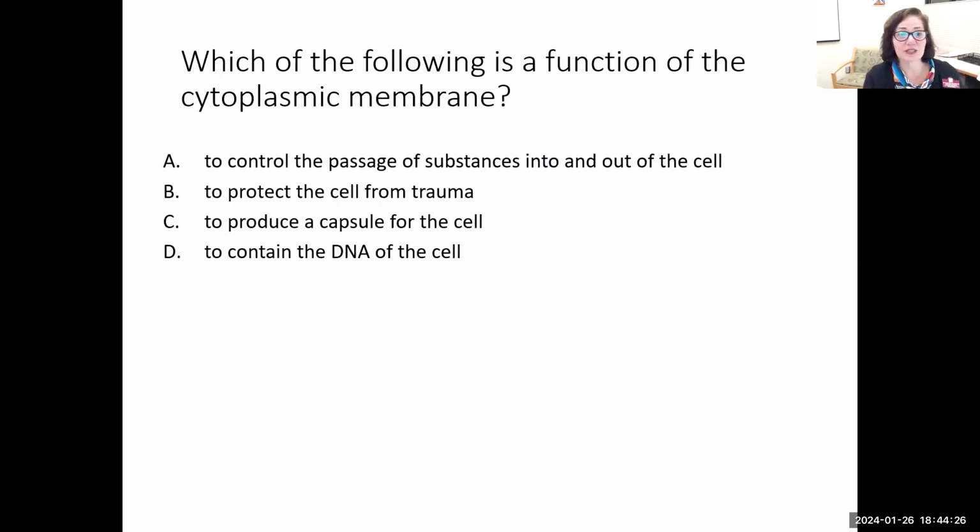But first, I'm going to ask you a question. Which of the following is a function of the cytoplasmic membrane? A, to control the passage of substances into and out of the cell. B, to protect the cell from trauma. C, to produce a capsule for the cell. Or D, to contain the DNA of the cell. And of those options, what we talked about a few seconds ago was controlling the passage of substances into and out of the cell.